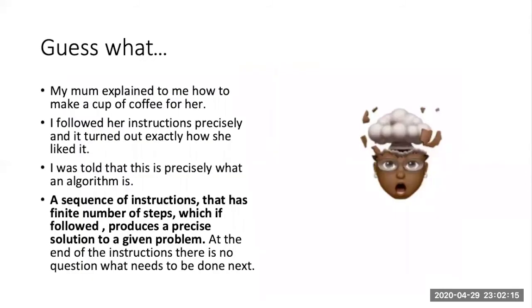Wow, hey, guess what? My mom explained to me how to make a cup of coffee. She gave me the instructions, I followed it precisely, and it turned out exactly how she liked it. I was told that this is what an algorithm is: a sequence of instructions that has a finite number of steps, which, if followed, produces a precise solution to a given problem. At the end of the instructions, there is no question what needs to be done next.